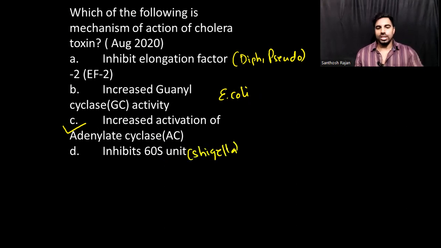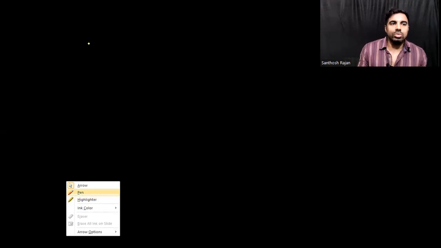Now, how to remember, sir? Yes, I'll tell you how to remember. So, the mechanism of toxins: how does the toxin work? Toxins work in two different mechanisms. One is decreased protein synthesis. A decreased protein synthesis may be a clue. DPS. D for what?